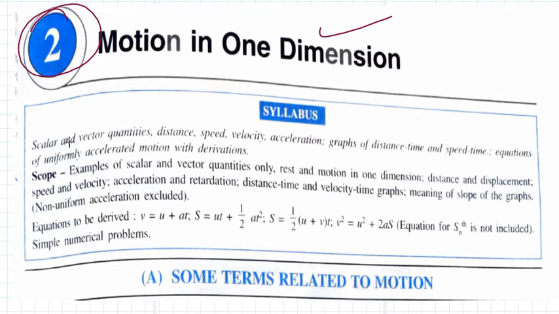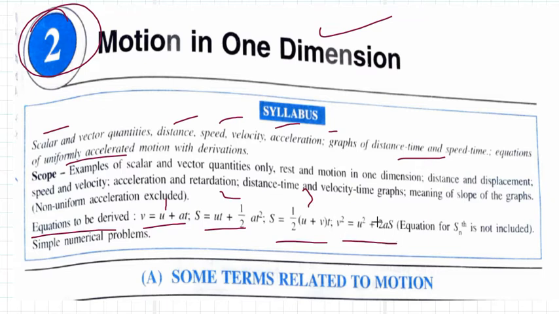The syllabus of the chapter is given here: scalar and vector quantities, distance, speed, velocity, acceleration, graphs of distance and speed against time, equations of uniformly accelerated motion with derivations. These equations are to be derived in this chapter. There are 1, 2, 3, 4 of them. These are called equations of motion, right? For simple numerical problems.